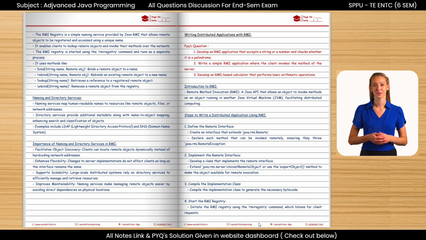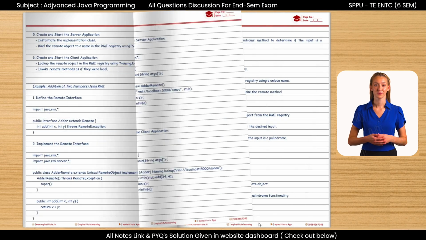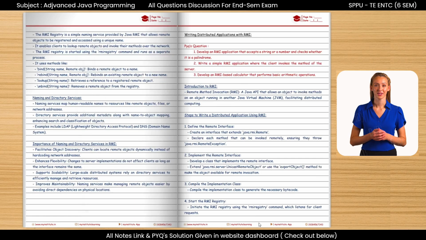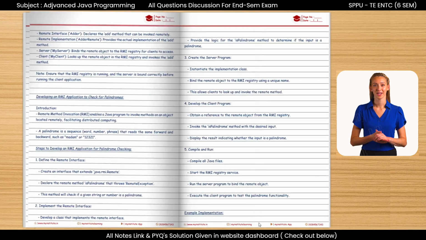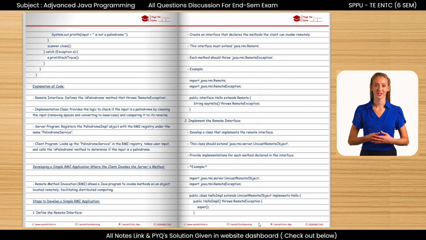Now, let's move on to our next topic, which is a simple RMI application. From this topic, we can expect the question like, write a simple RMI application where the client invokes the method of the server. This application demonstrates how a client can call a remote method and receive the result.